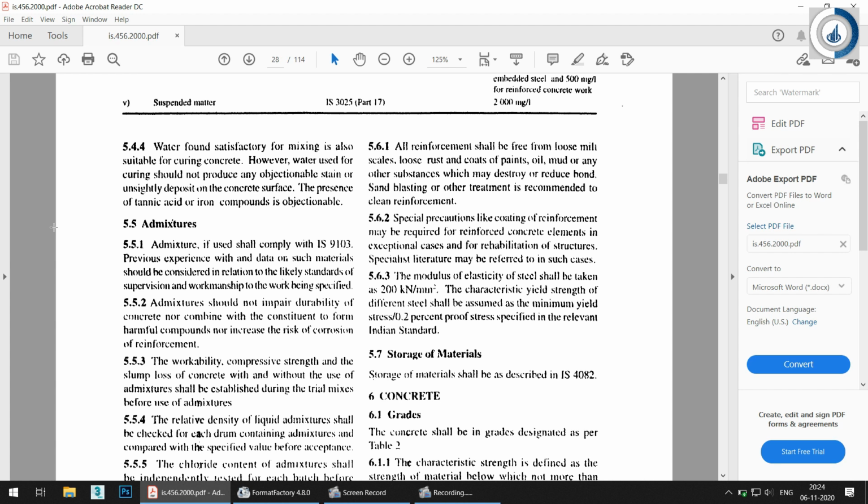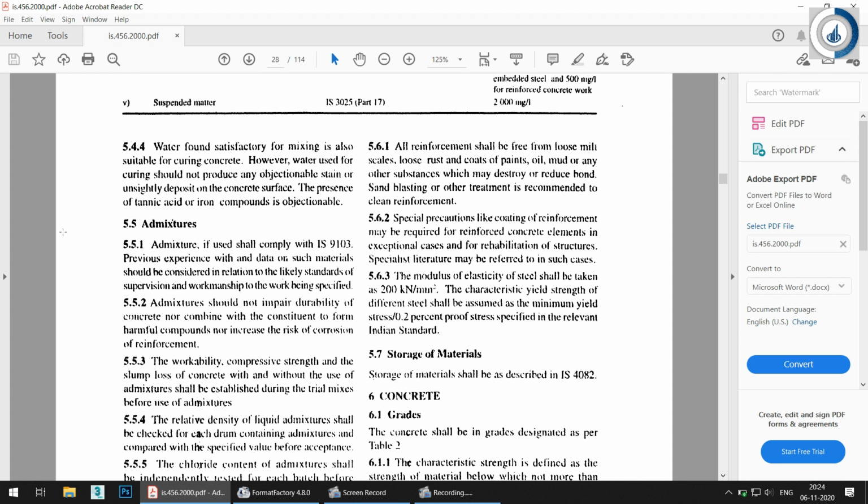And the modulus of elasticity of steel shall be taken as 200 kilonewton per mm square, and the characteristic yield strength of different steel shall be assumed as the minimum yield stress, that is 0.2% proof stress specified in the relevant Indian standards. And the storage of material shall be as described in IS 4082. So nothing in detail is given on how to store the materials. A separate code, that is IS 4082, shall give you the guidelines on how to store the materials.